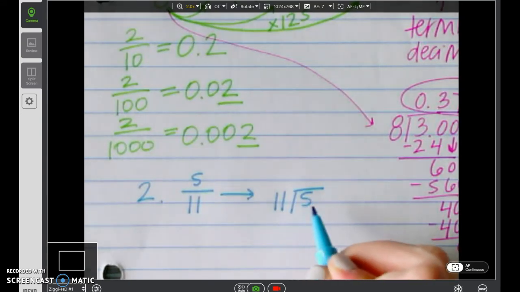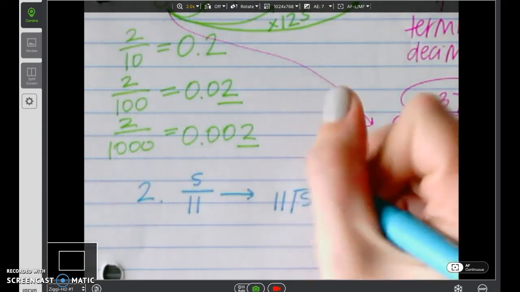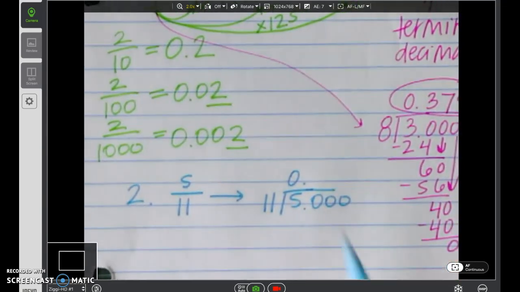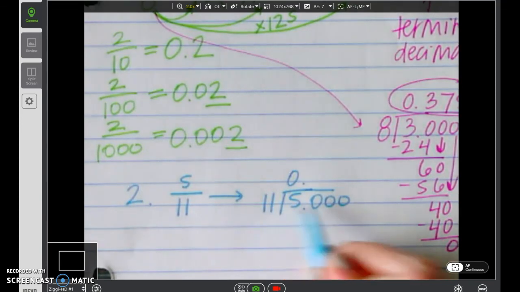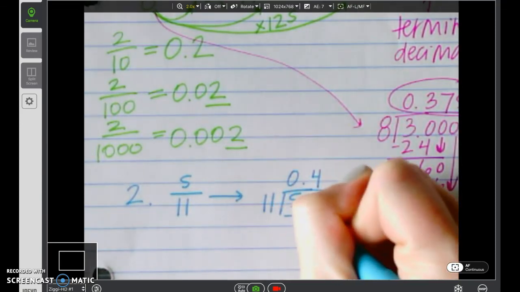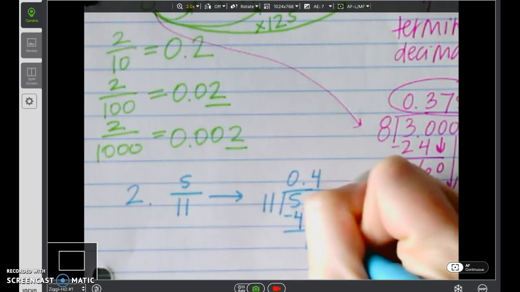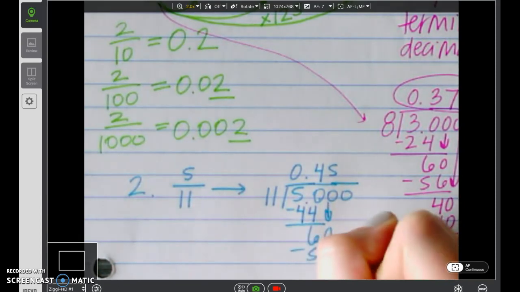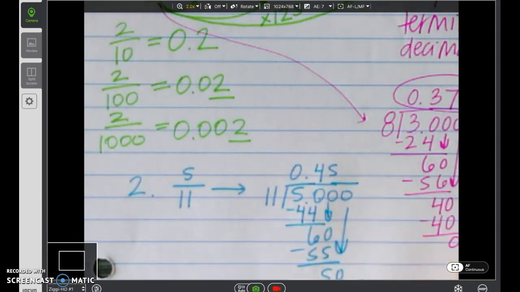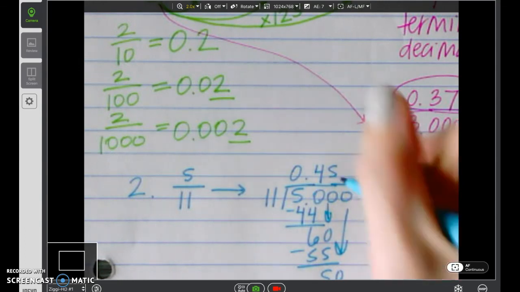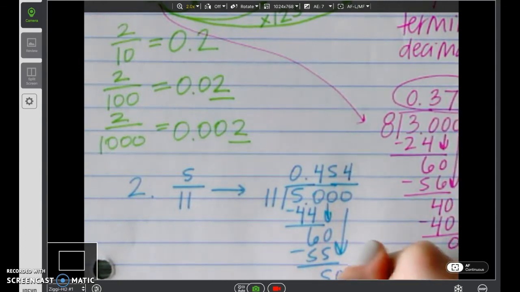So again, I'm doing 5 divided by 11. 11 will not go into 5, so I have my 0. And then to continue dividing, I add my decimal point and my zeros after. 11 goes into 50 4 times. 11 times 4 is 44. Subtract and get 6. 11 goes into 60 5 times. 11 times 5 is 55. So I bring down my 0. 11 goes into 50 4 times. 11 times 4 is 44.